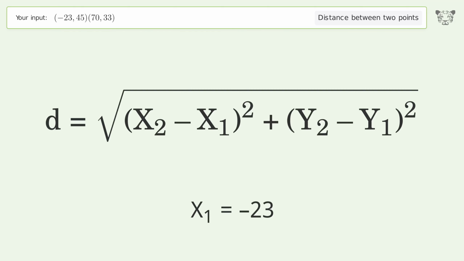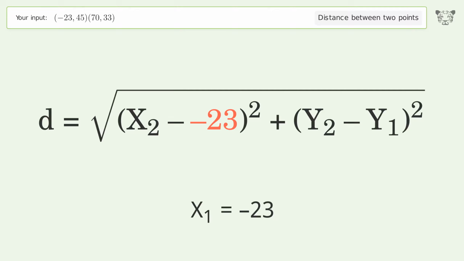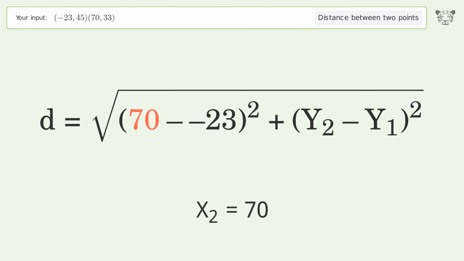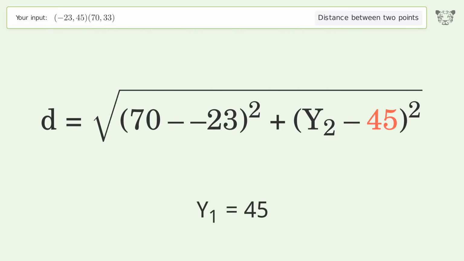x1 equals -23. x2 equals 70. y1 equals 45. y2 equals 33.